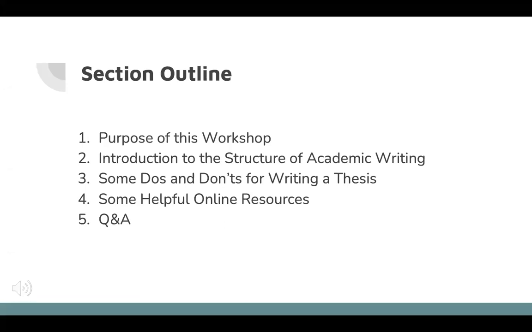So here is a brief outline of our roundtable talk today. We'll first be talking about the purpose of this workshop, and then I will be talking about the structure of academic writing, especially writing a thesis. And then I will be talking about some general do's and don'ts for writing a thesis, and we will also be talking about some helpful online resources to improve our academic writing and to manage our references and citations. We will conclude today's roundtable talk by having a Q&A session if you have any questions, and we will be talking about our own experiences and to see if we could help you with your questions.